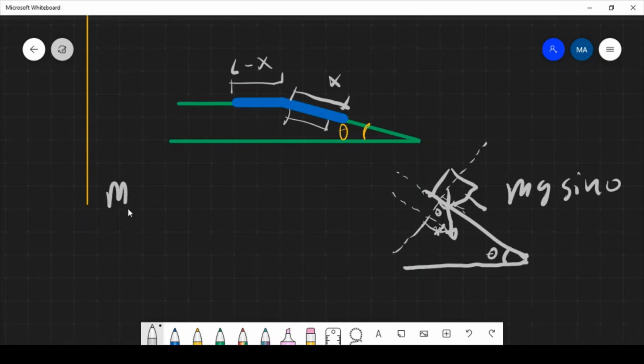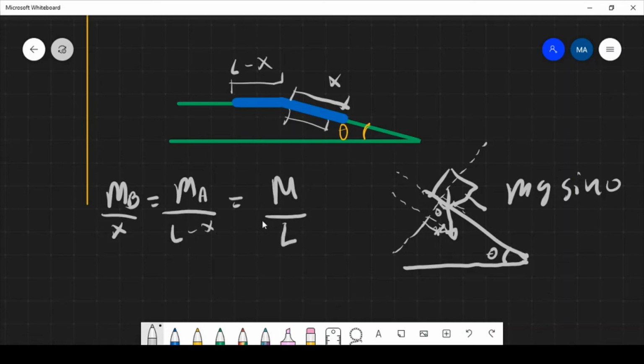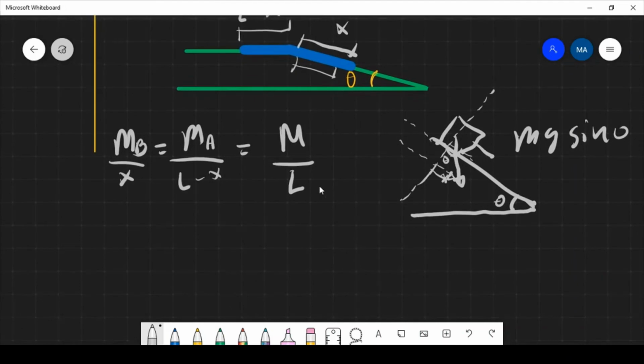So you could say the small m of b divided by x must be equal to the small m of a divided by l minus x, which is equal to m divided by big L. You can do this, but in the end you will end up cutting these things because the mass is proportional to this length. Okay, so what I can use is the length from this mass over here.